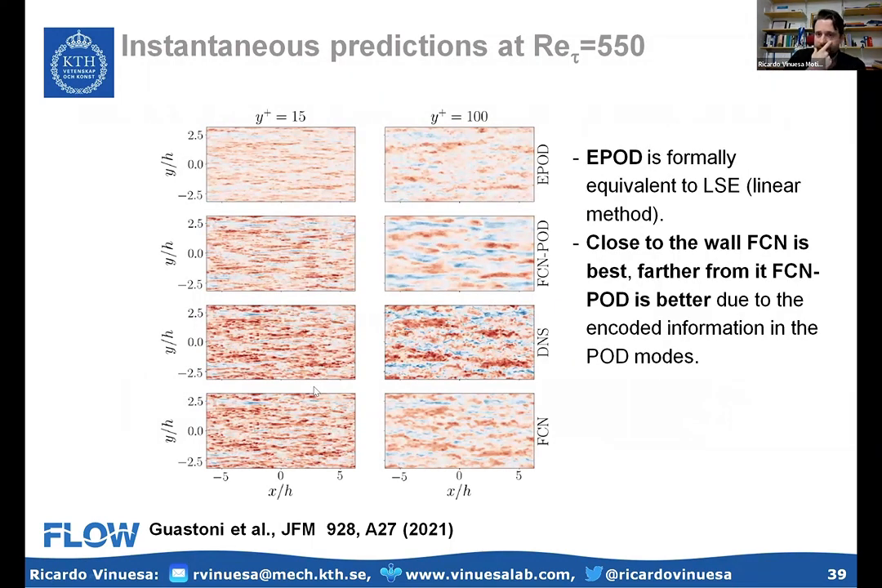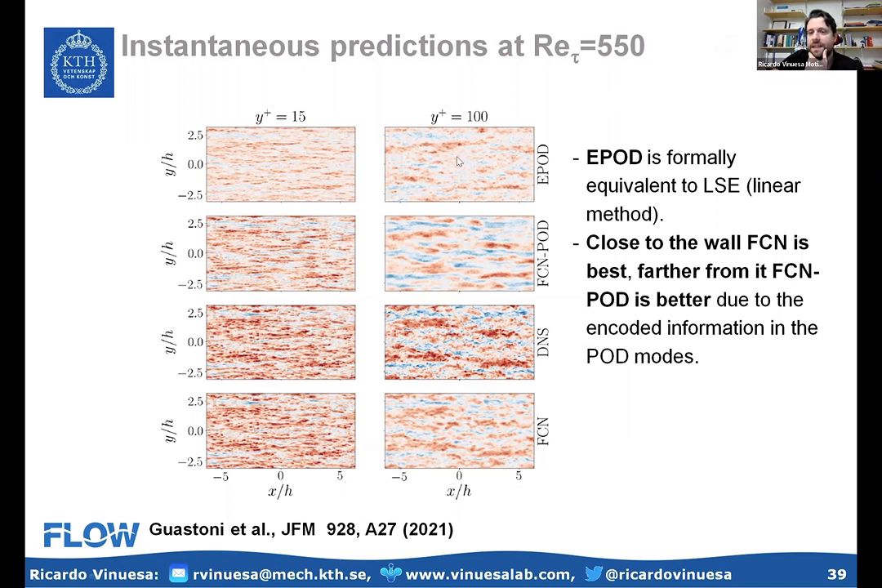So what I'm showing here is the streamwise velocity fluctuations at y plus 15. That's the first column. This is, again, the near-wall peak, so the region of strong fluctuations. And in the second column, I'm showing the results at y plus 100, which is in the outer region. This is, as I mentioned, a Reynolds tau of 550, which already has separation of scales. So we actually have this outer region where we can identify larger scales. Now, the third row is the DNS, the direct numerical simulation. This is the reference, okay? The reference that we're trying to match.